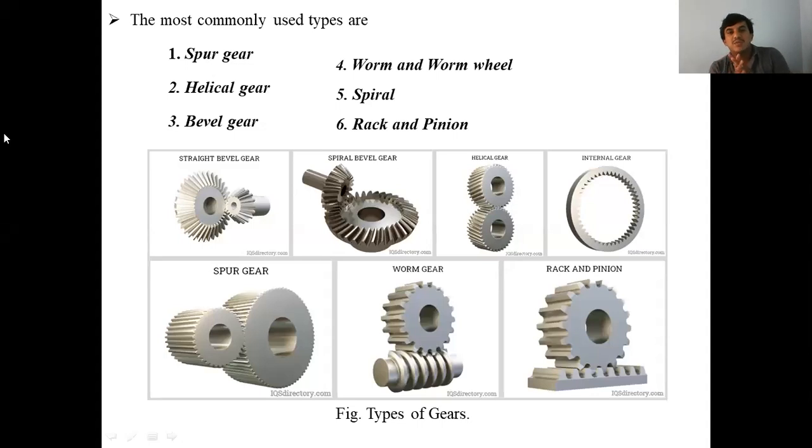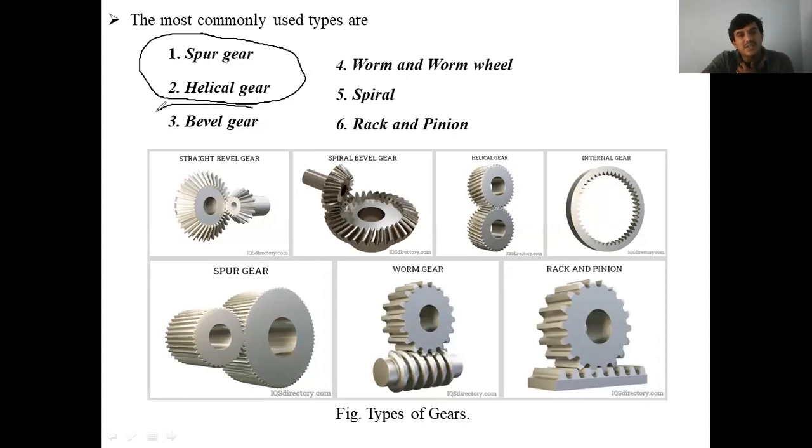Yeah, these are the most commonly used types of gears. One is the spur gear, where the teeth are cut parallel to the axis of the shaft. Helical gear, where the teeth are cut at an angle to the axis of the shaft. Those two gears, spur and helical, are used to transmit power and motion when the two shafts are parallel.